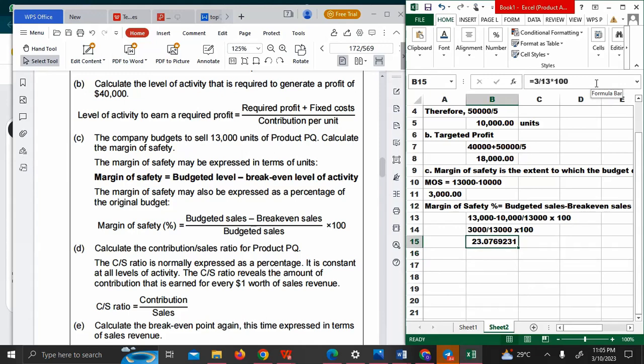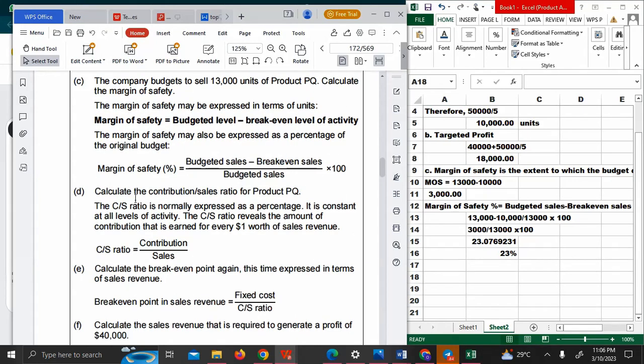That's 23.07%. Around 23%. 3,000 divided by 13,000, abi? Yes, times 100. 23.1. 23%. Yes. So that's it.